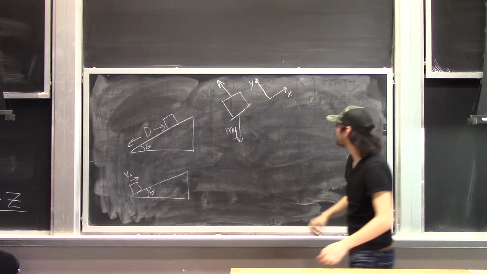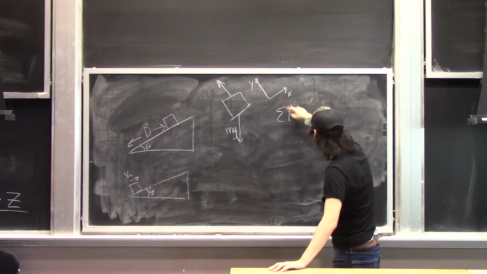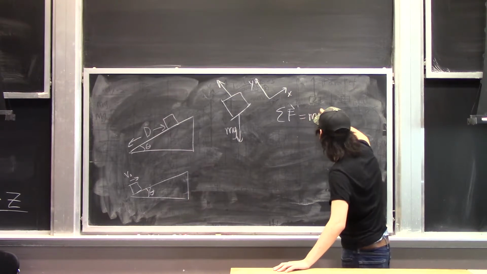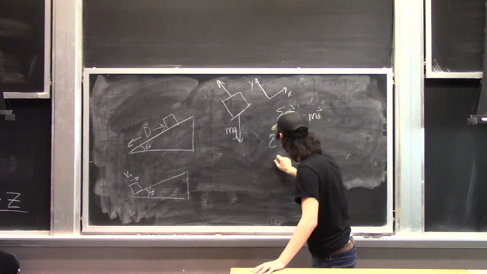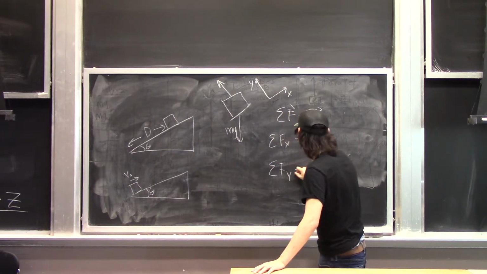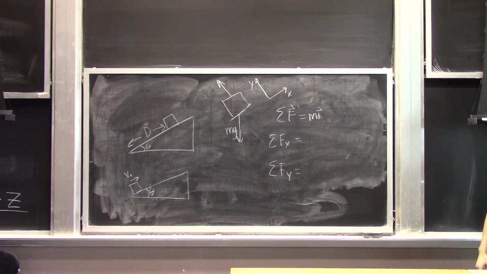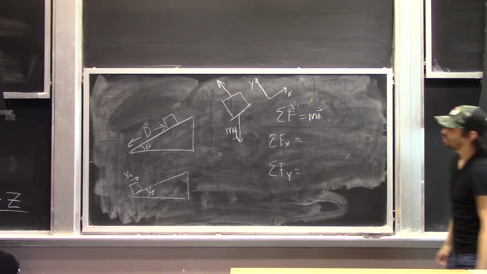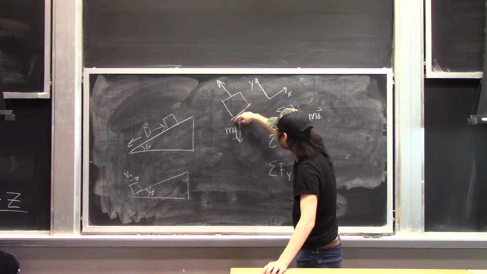So what that means, ultimately, is that when I sum my forces, in general, the sum of the forces is equal to the mass times acceleration. The sum of forces in x is going to be equal to something. The sum of forces in y is going to be equal to something. For completeness, I'll do the sum of forces in y, but we don't really care about that in this instance.